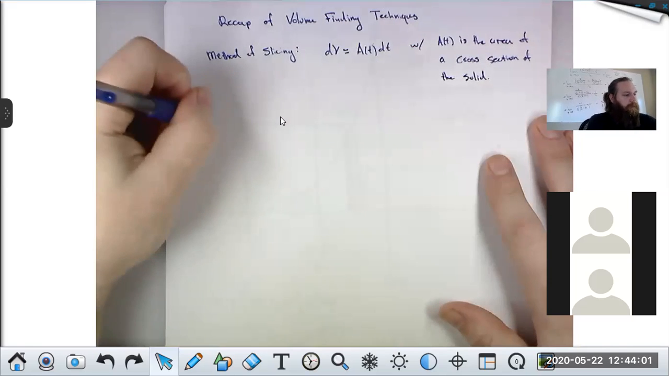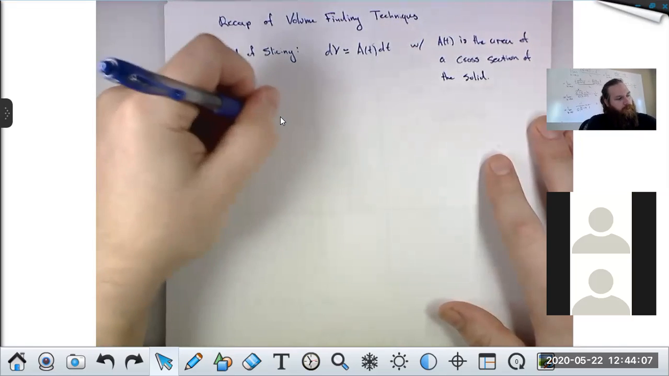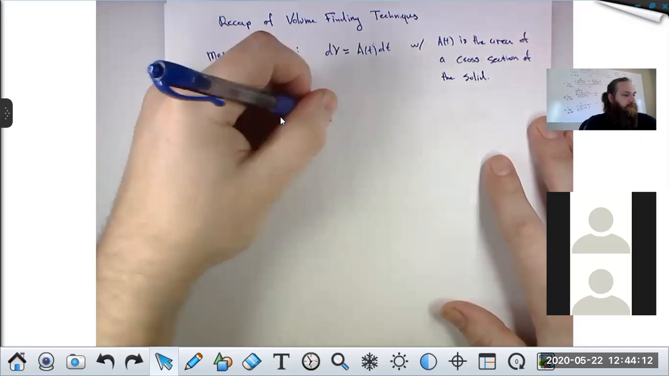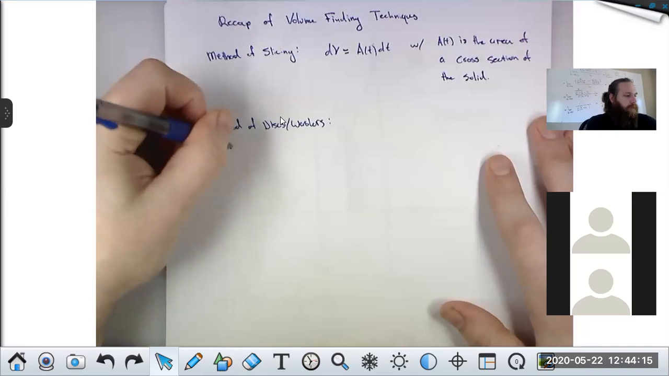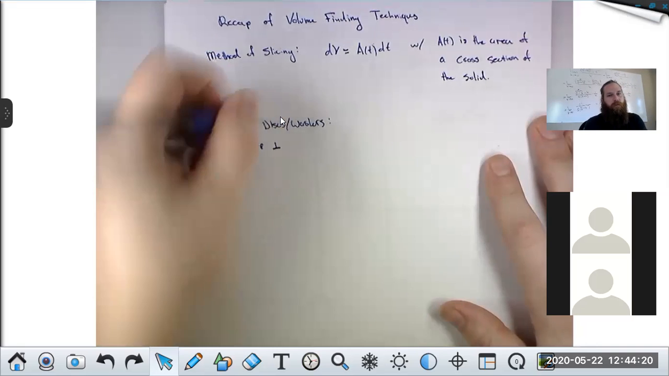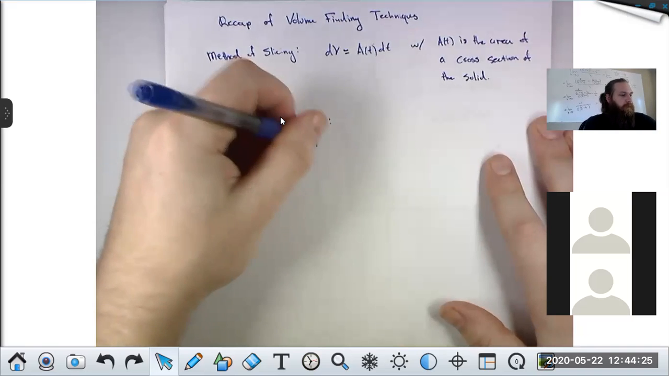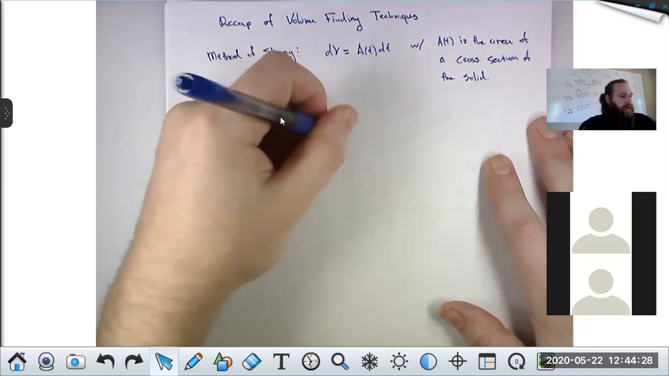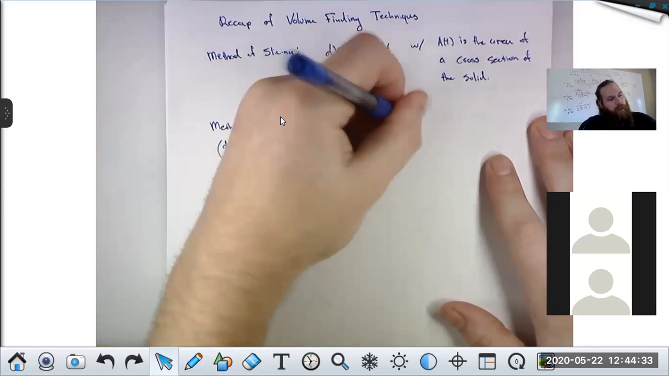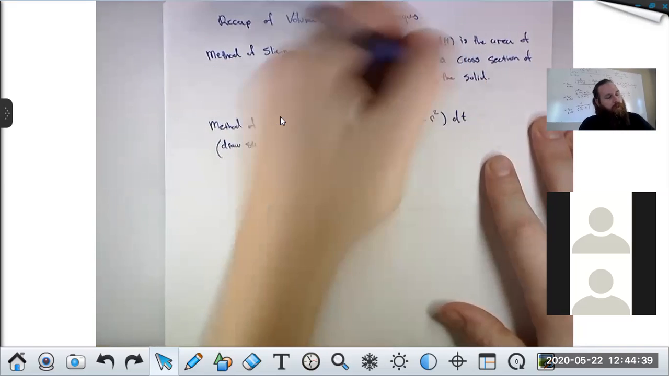And then you have the method of disks and washers. For these, you always draw the strip perpendicular to, and this is the symbol for perpendicular, to the axis of rotation. And here your dV is pi times cap R squared minus little r squared dt.